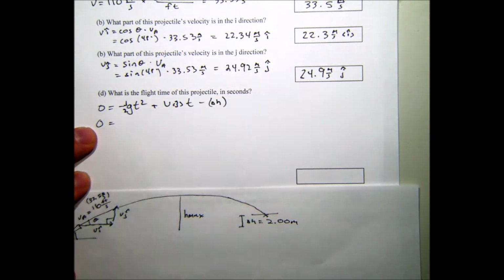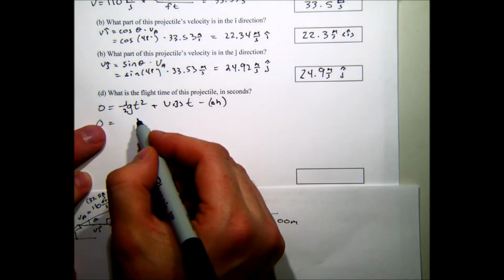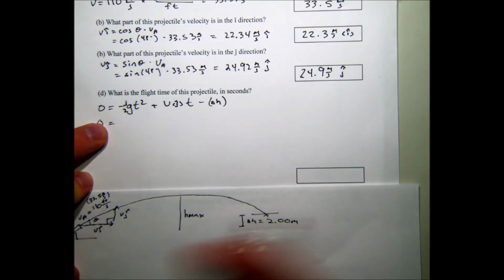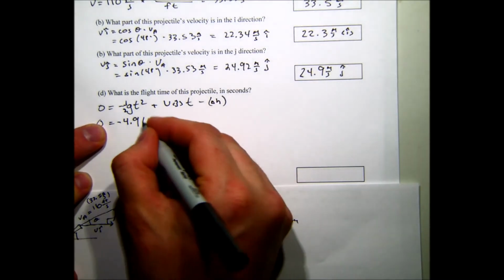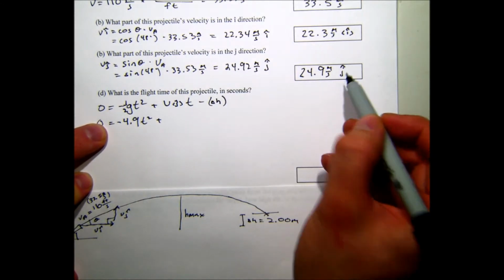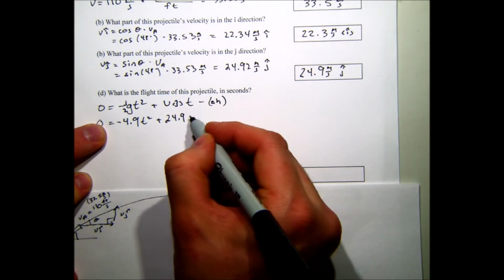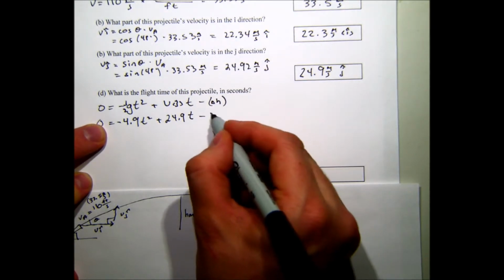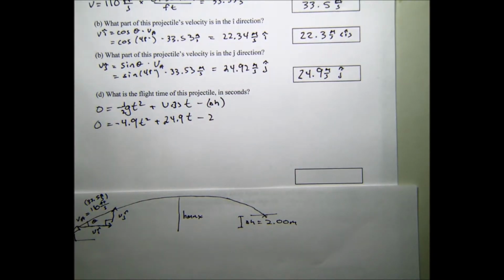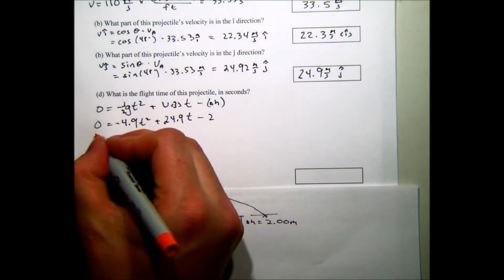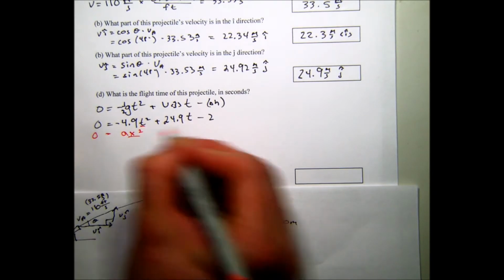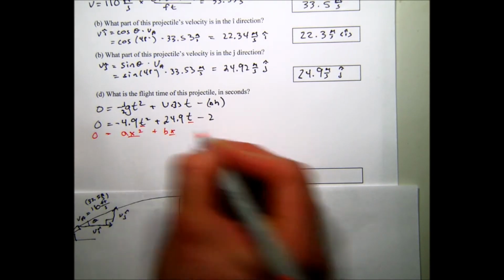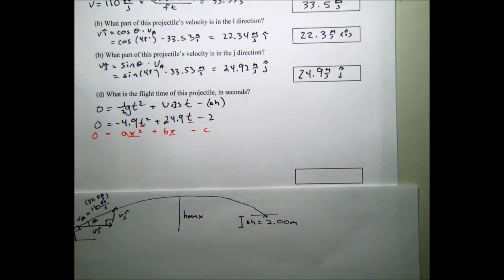Sorry, there's supposed to be a 1/2 here, negative 1/2 g. We can actually solve this pretty systematically as we always do. So it's always going to be negative 4.9 t squared plus, let's get our j from up here, 24.9 t minus 2. So that is our quadratic equation. So 0 equals, and just so we can see this, ax squared, there's your x, plus bx minus c. So we're in quadratic form, so we can use the quadratic equation to actually solve this.